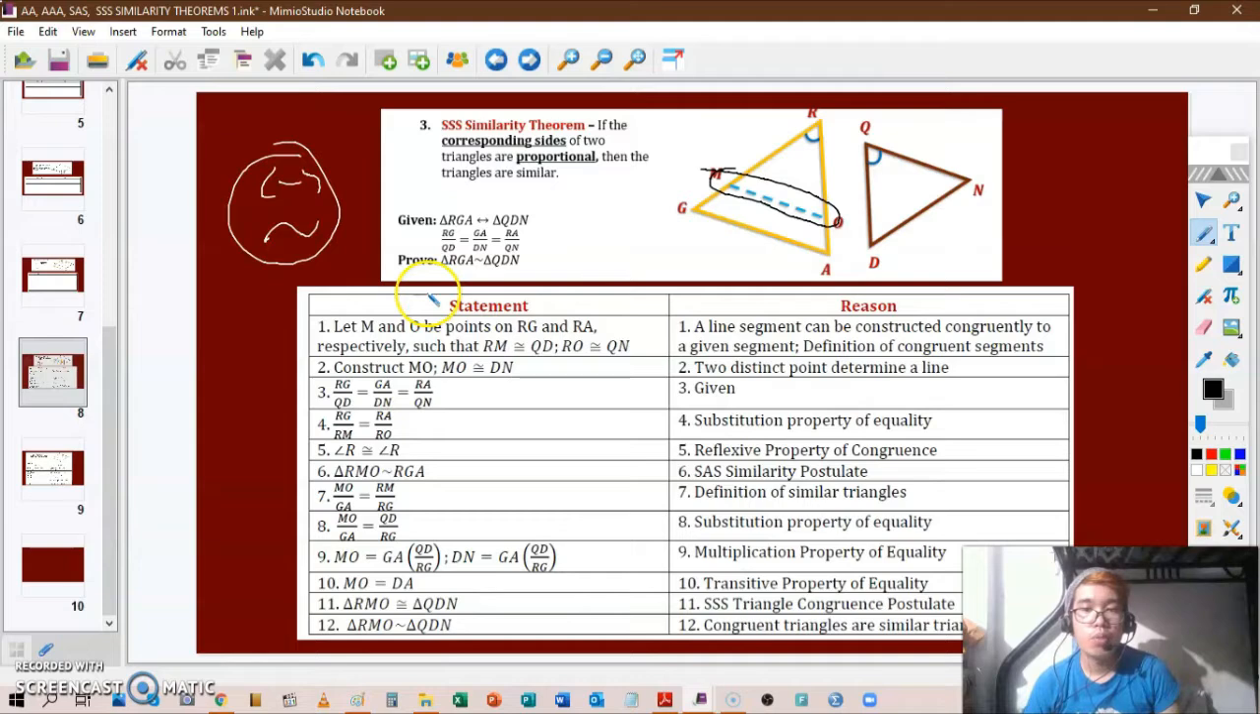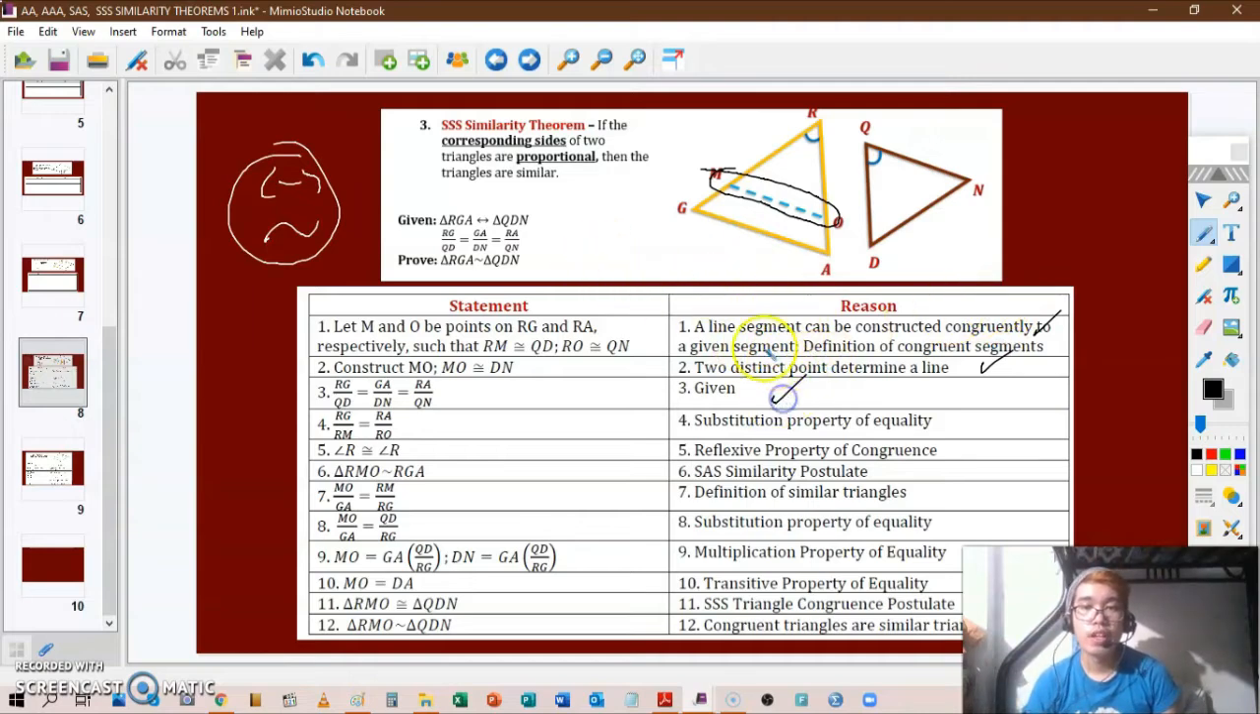So let M and O be points on RG and RA respectively, such that RM is equal to QD and RO is equal to QN. So this triangle right here is going to be congruent to this one. But that's the idea. The reason is a line segment can be constructed congruently on a given segment. So it's division of congruent segments. So construct MO, and MO must be equal to DN.